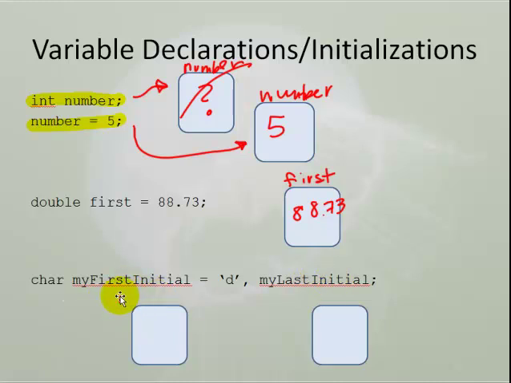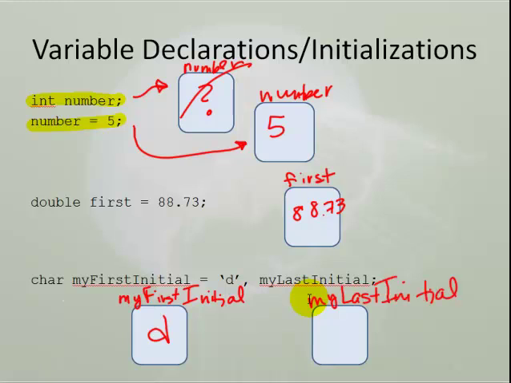Okay, so my first initial goes right there, and it has the contents of a D. My last initial is named right there, and it has garbage in it. So it's okay to have 2 characters declared on one line. One of them is given a value and one of them is not.